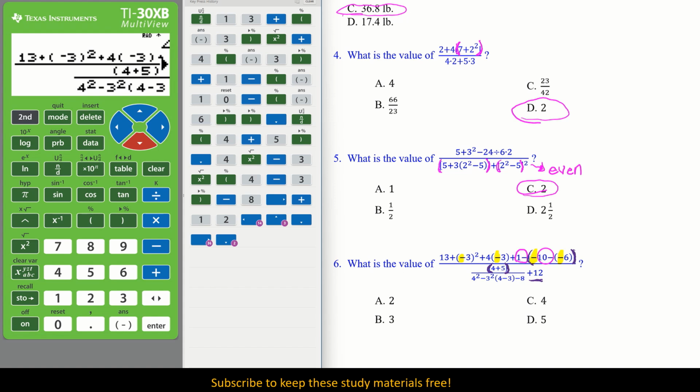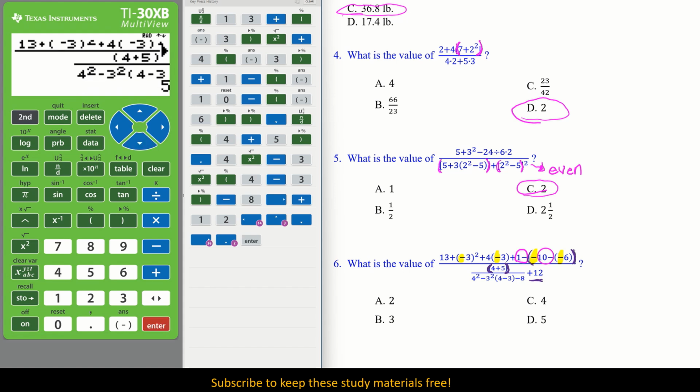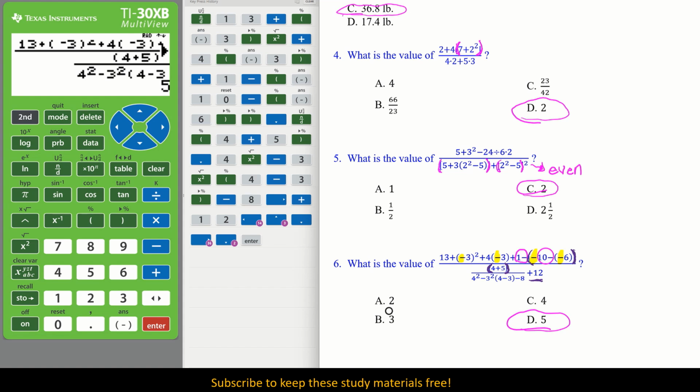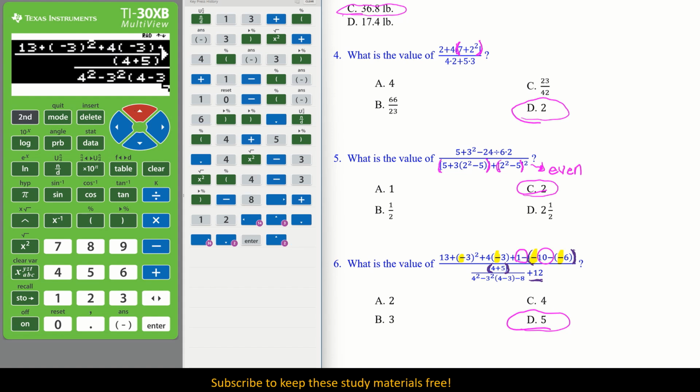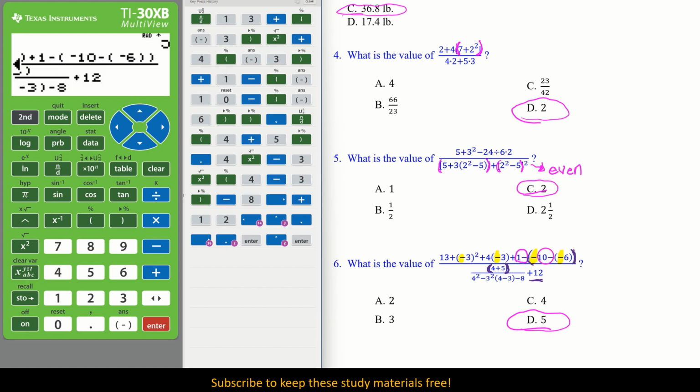But let's see if I have to fix it. So let's push enter. And the answer is actually 5. So I entered everything correctly. So I'm happy with my value. But let me show you something before we do anything else, okay? I'm going to arrow up, okay? I'm on the 5. But now the whole thing is highlighted, okay? So I'm capturing it. I can push enter, and now I have it back.